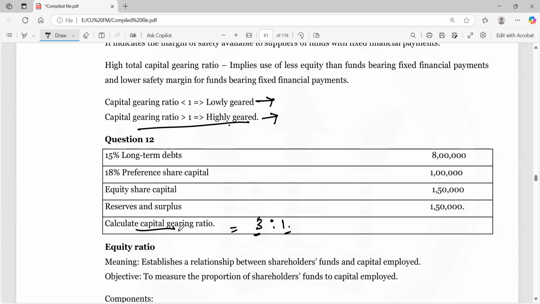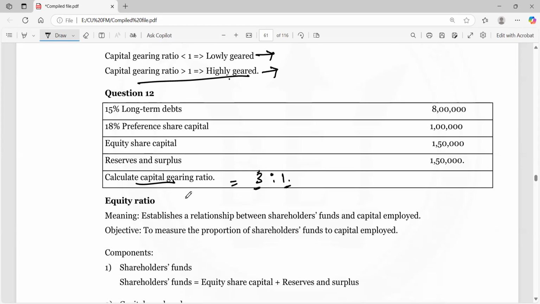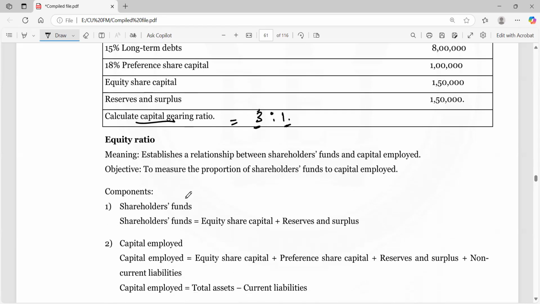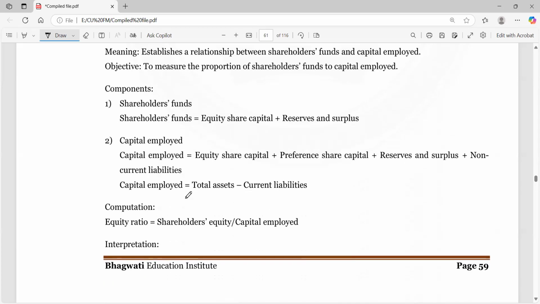Equal proportion of debt and equity, I mean, equal proportion of funds bearing fixed financial charges and equity. It is equally geared, neither highly geared nor lowly geared. You can say the leverage is equal to 1. In such cases, DFL will be equal to 1. Any doubt in this? Clear so far? If you are feeling sleepy, please go wash your face and come.